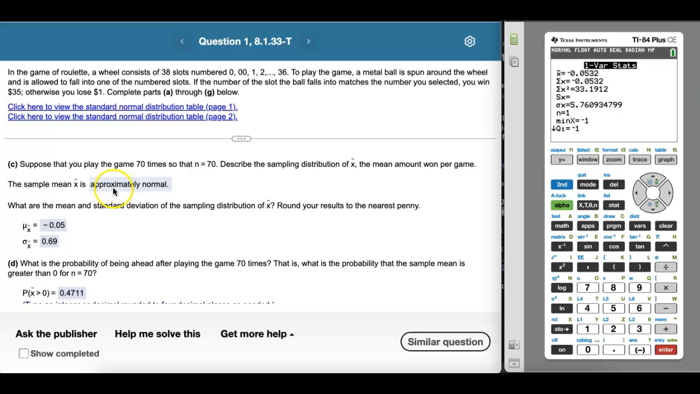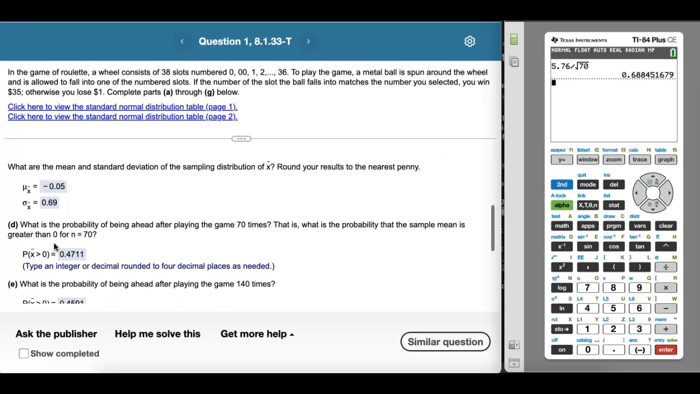First off, we can assume here that the sample mean, X bar, is approximately normal, where the mean of the sampling distribution of the sample means is the same as the population, but the standard deviation, remember, is different. So we will do 5.76 divided by the square root of the sample size. Here that's 70. And that's how we obtain this standard deviation, which when rounded to the nearest penny is 0.69.